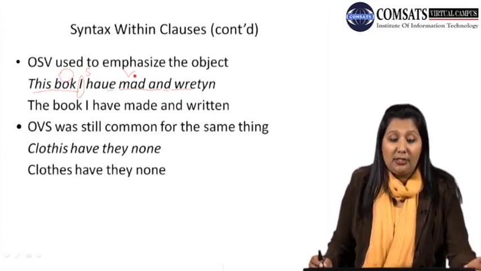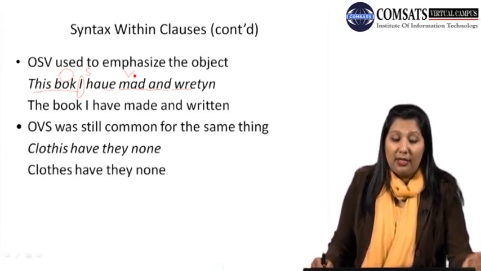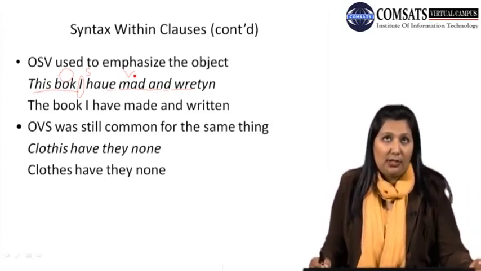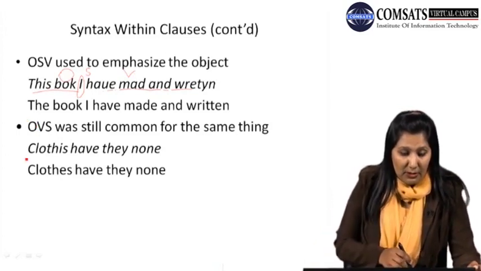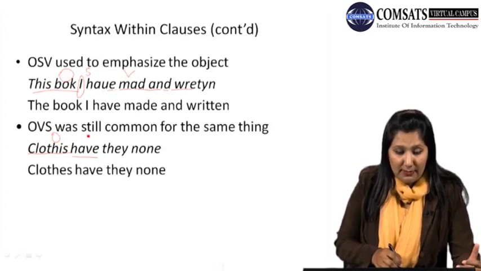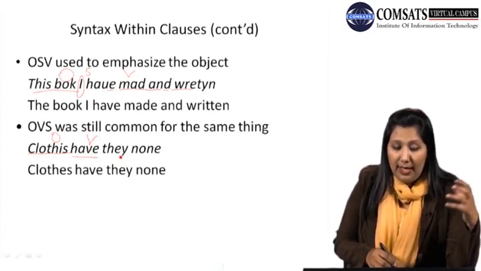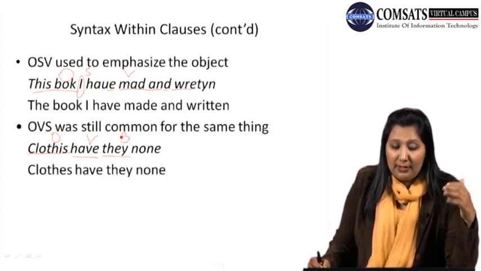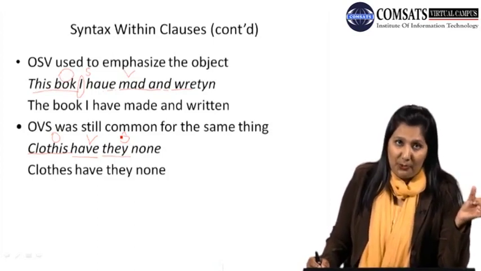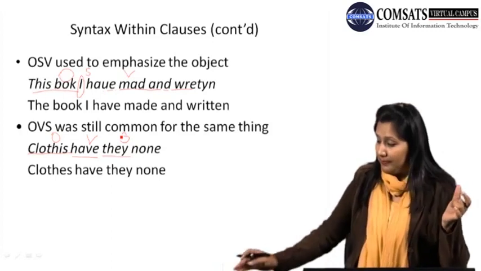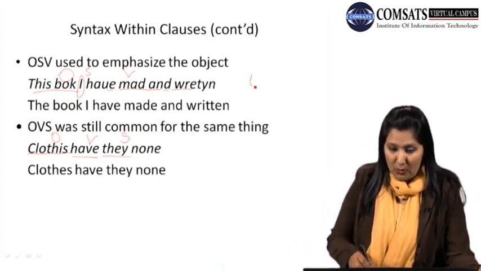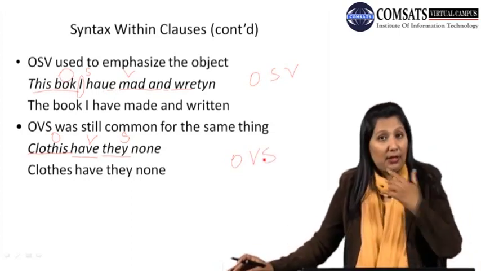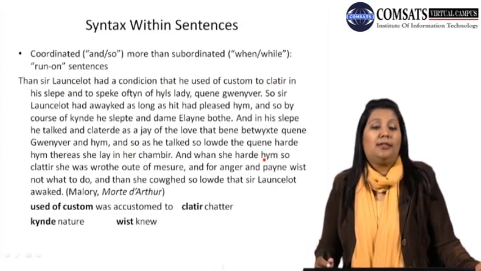And then the next is object, verb and subject, which was still common for the same purpose. Another variation within this sentence structure was, for example, "Clothes have they none." Clothes is the object, have is the verb, and the subject is they. Object comes first, then the verb, and then the subject. Two more structures, OSV and OVS, that we found if the emphasis was to be put on the object.